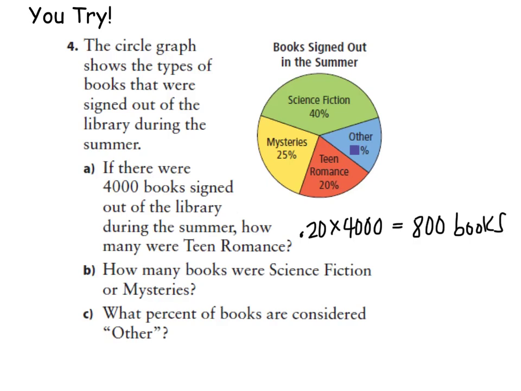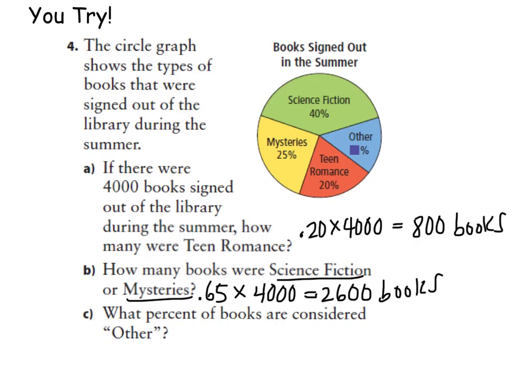Next question, how many books were science fiction or mysteries? Science fiction or mysteries account for 65% of the total number of books. So we need to take 65% of 4,000, and that equals 2,600 books.